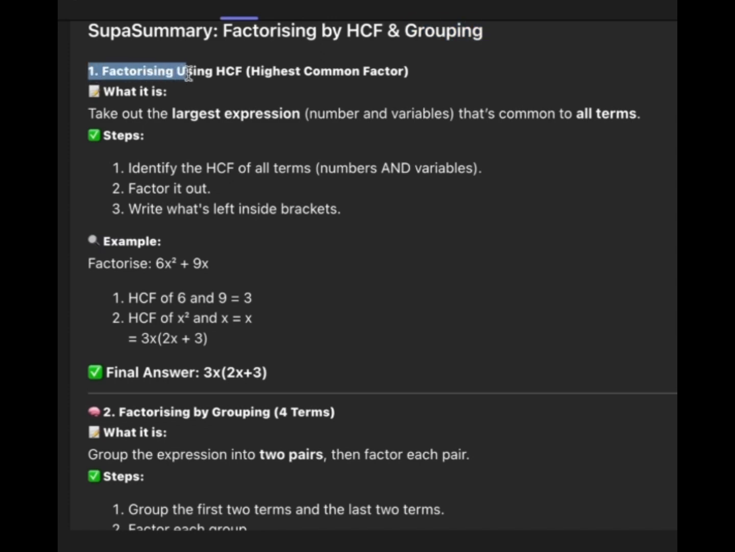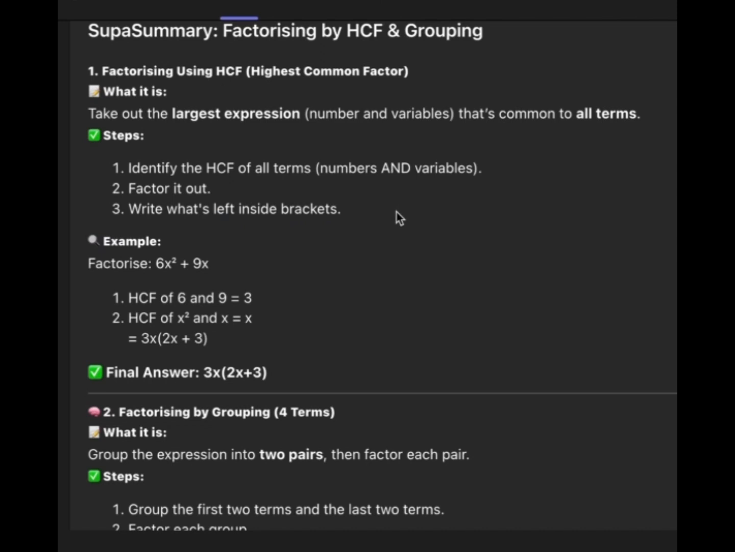First, factorizing using the highest common factor. What does that mean? It means that we divide out the largest expression, numbers and letters, that belong to all the terms. The steps we're going to follow are: find the highest common factor of the numbers and the letters or the variables. Sometimes it'll just be numbers, sometimes it'll just be letters, sometimes it'll be both. We factor it out, we divide it out, and we leave what is left inside the brackets.